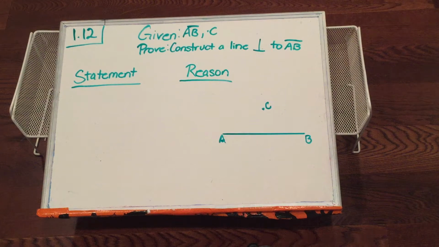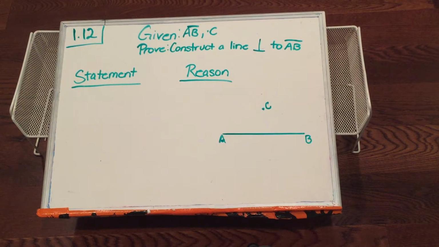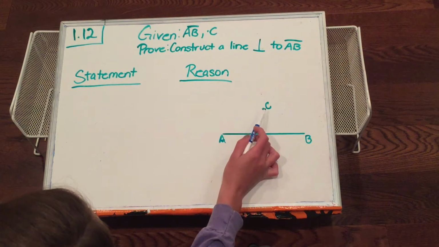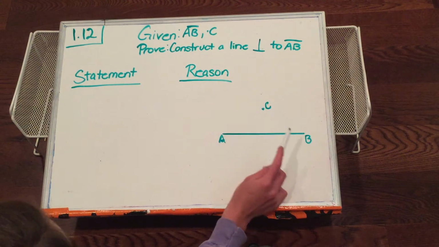We will be solving Euclid's Proposition 12, and his enunciation for Proposition 12 says that to a given infinite straight line, from a given point which is not on the straight line, to draw a perpendicular straight line to that. And so we're going to be proving that we can construct a line from our given point, which is C, down to our given line, which is AB, that is perpendicular to line AB.